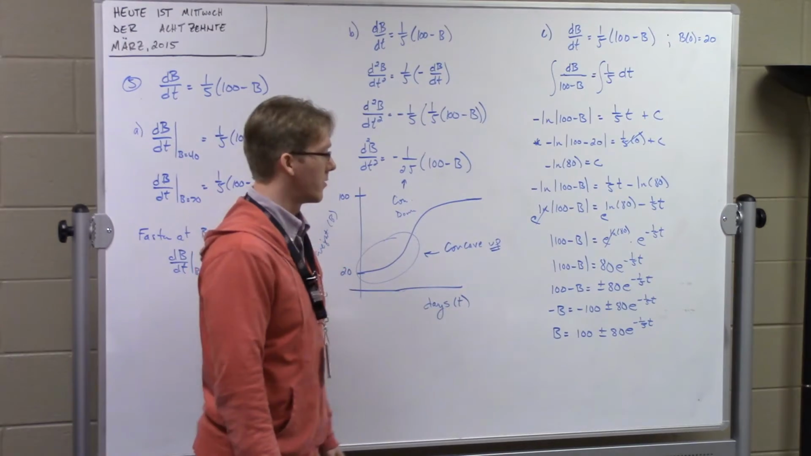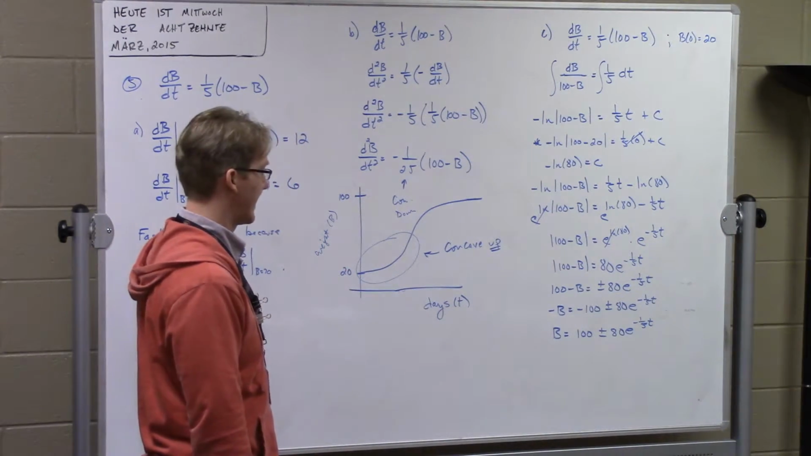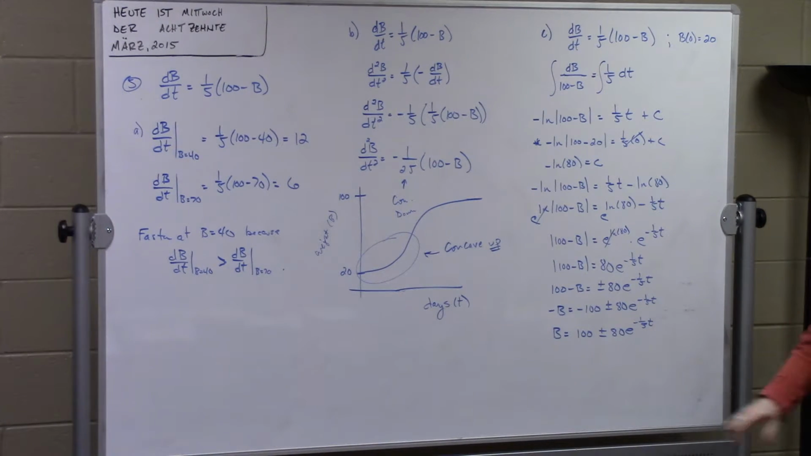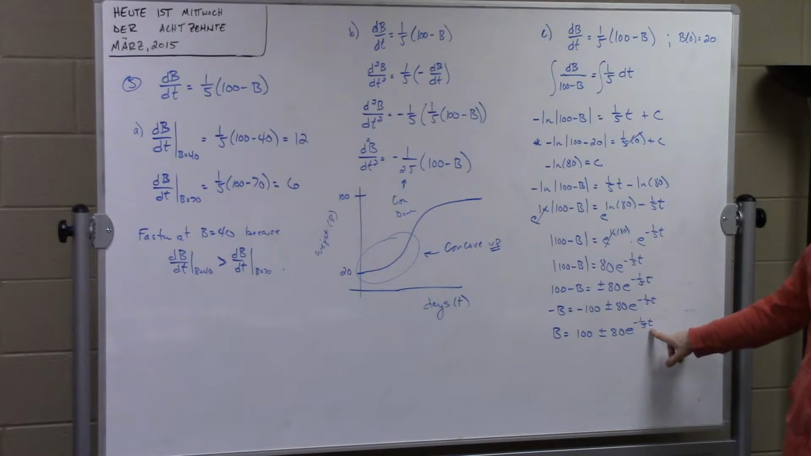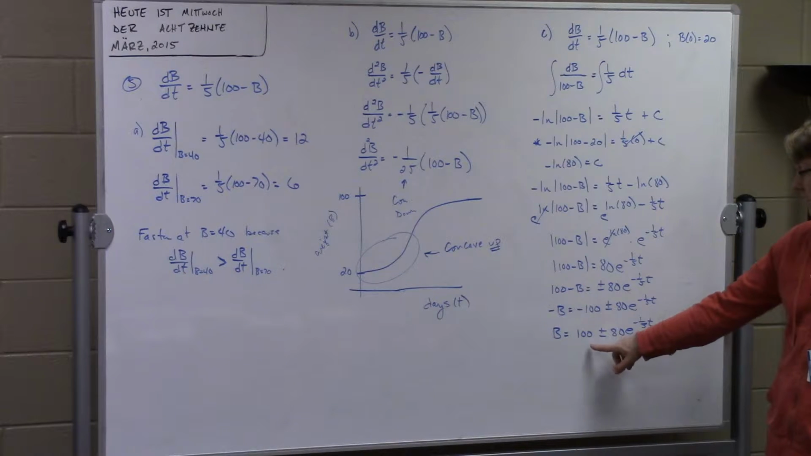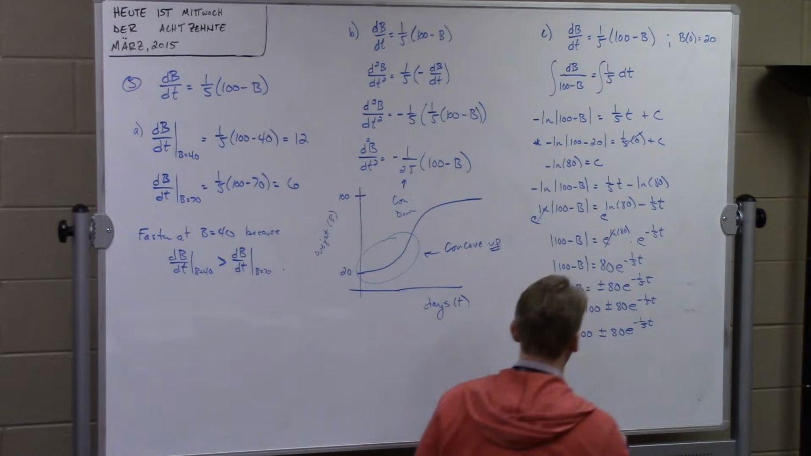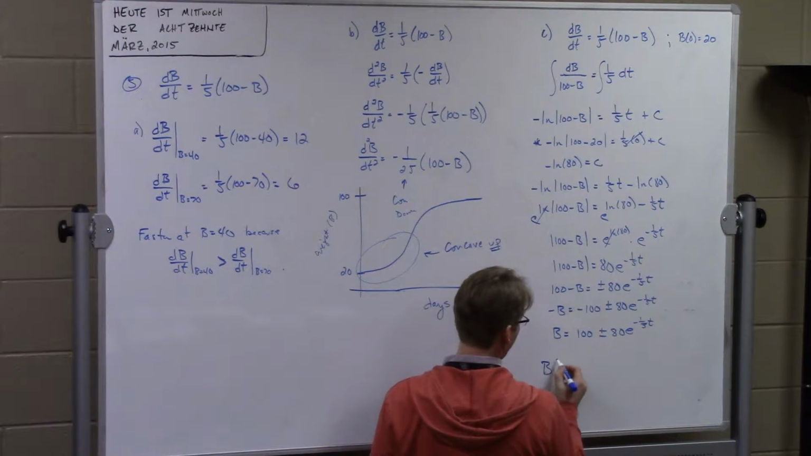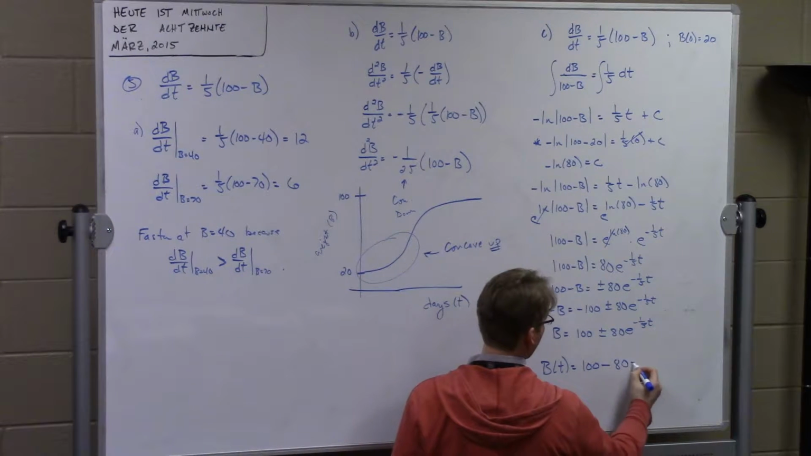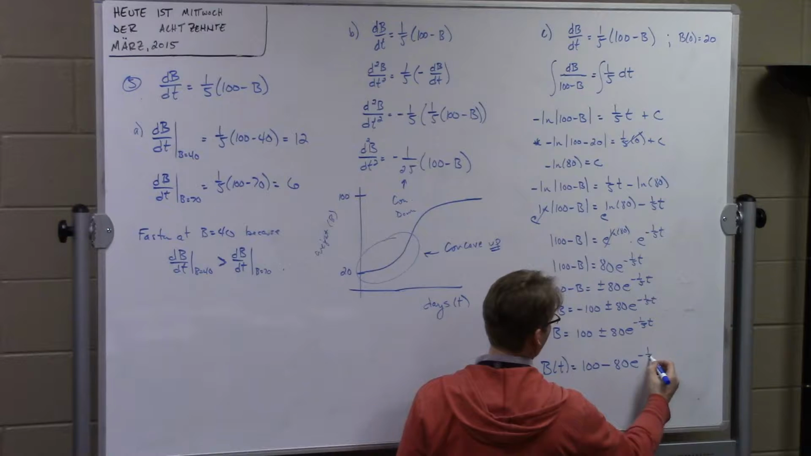So now what we have to do is decide which one it is. If we stick in 0, we need to get out 20. It needs to be negative, because we need this to be 20 as a final result, so we're going to use the negative one. So b of t is equal to 100 minus 80 e to the negative 1/5 t.